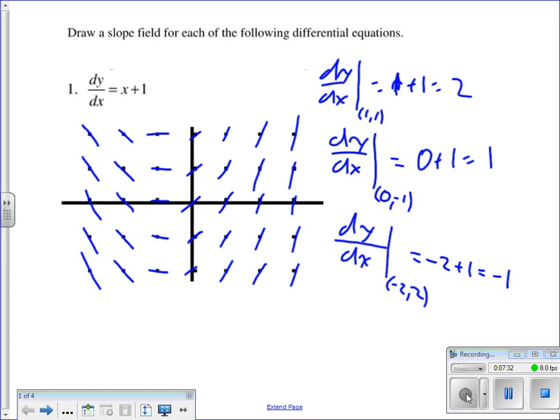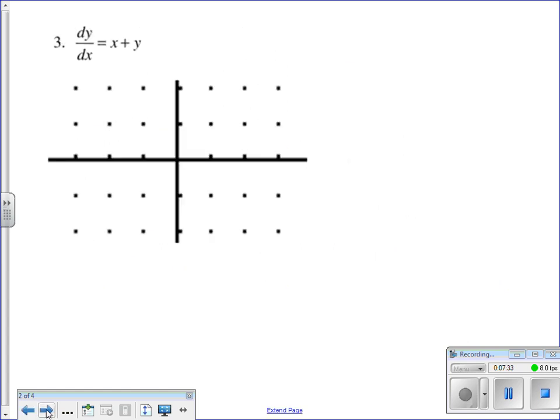We did one together. Second one, a little more difficult, but the concept is the same. Okay? So, here's what you want to do. Same idea, look at the patterns you have. So I have dy dx, evaluated at, let's say, 1, 1.